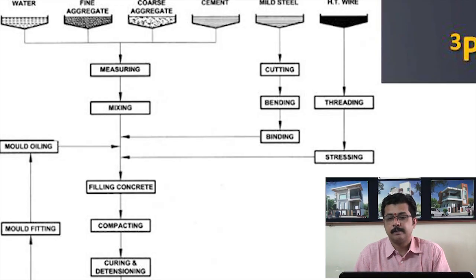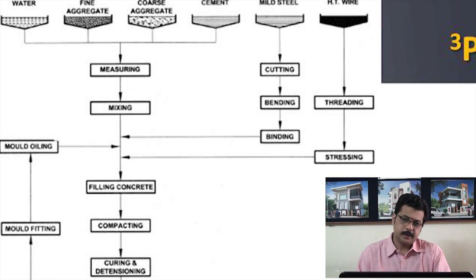Now next is the process which is adopted in the plant to manufacture these precast concrete elements. This flowchart has been taken from IS 15916. So what does it depict? It shows that there are four basic elements in concrete manufacturing. First is water, second fine aggregate, third coarse aggregate, and fourth is cement.